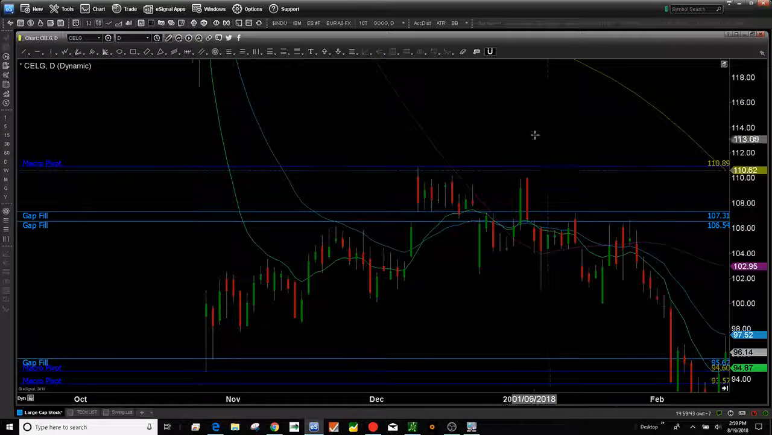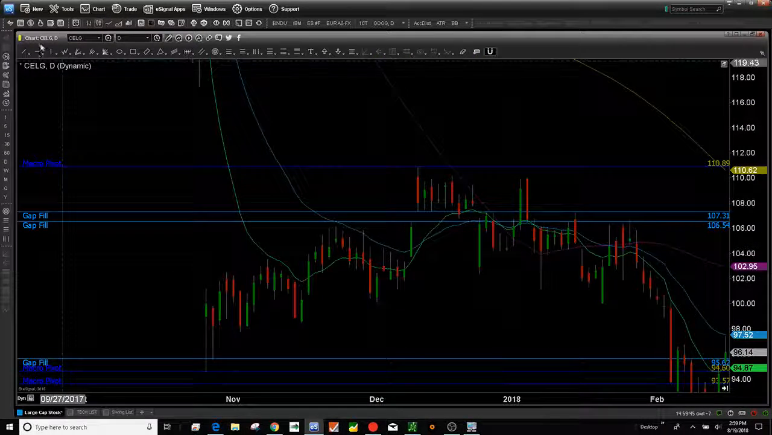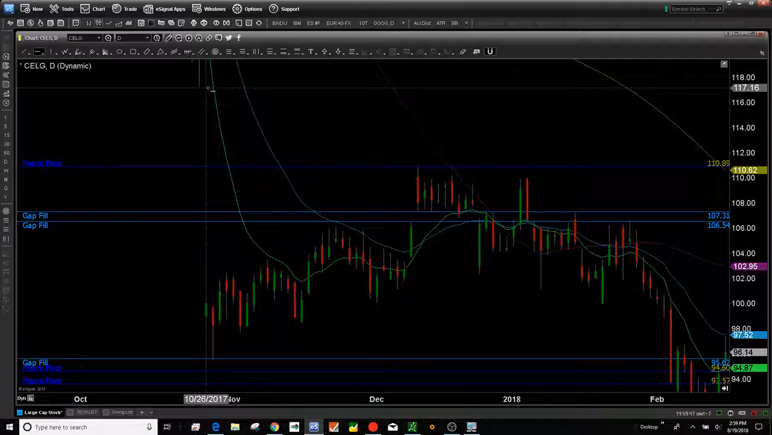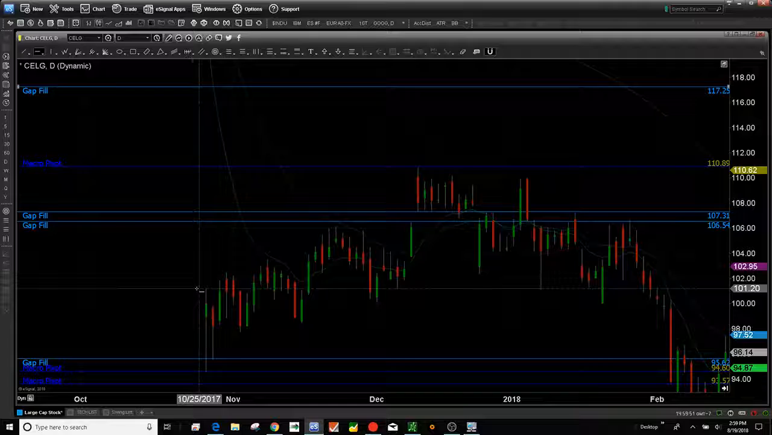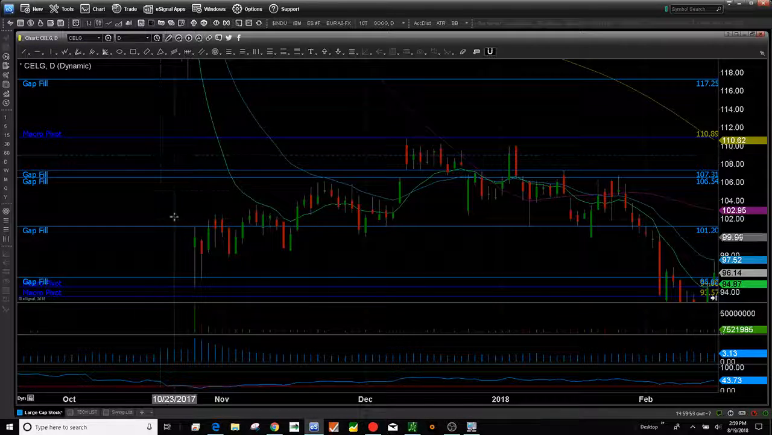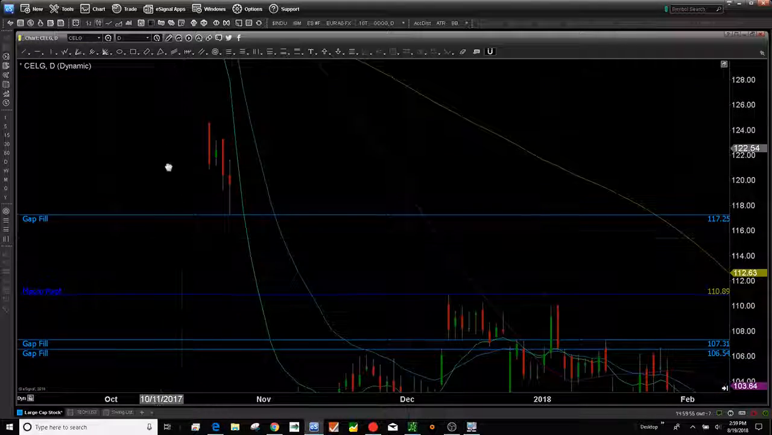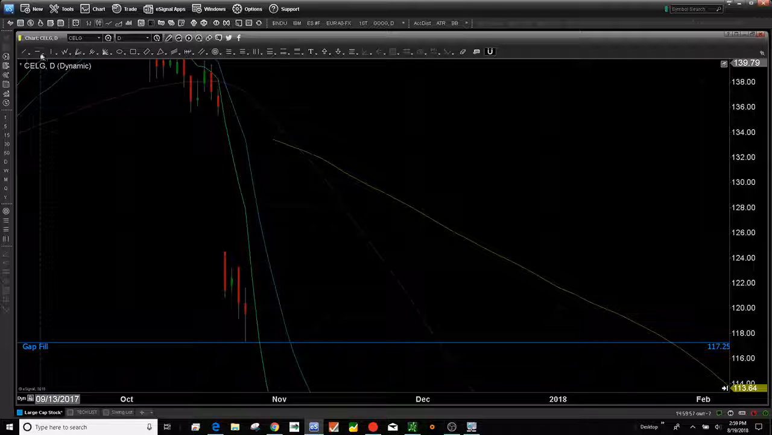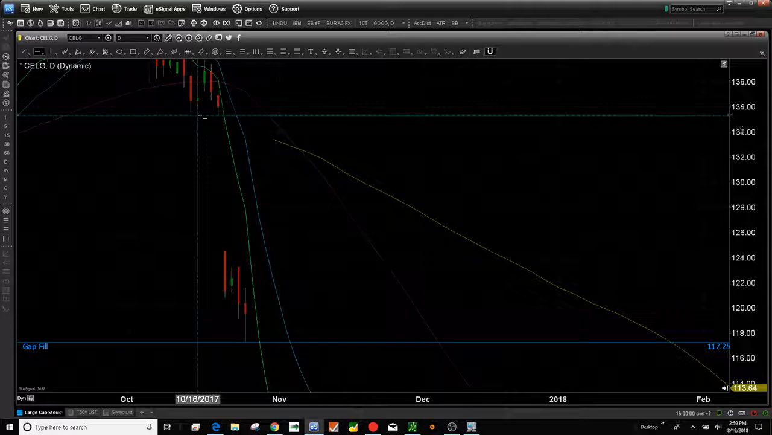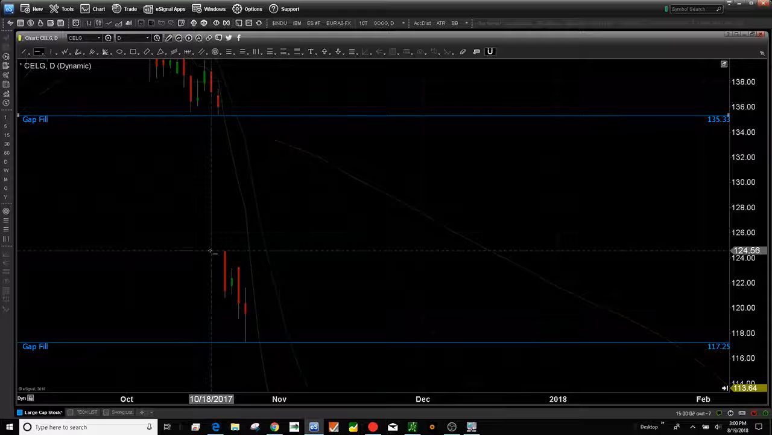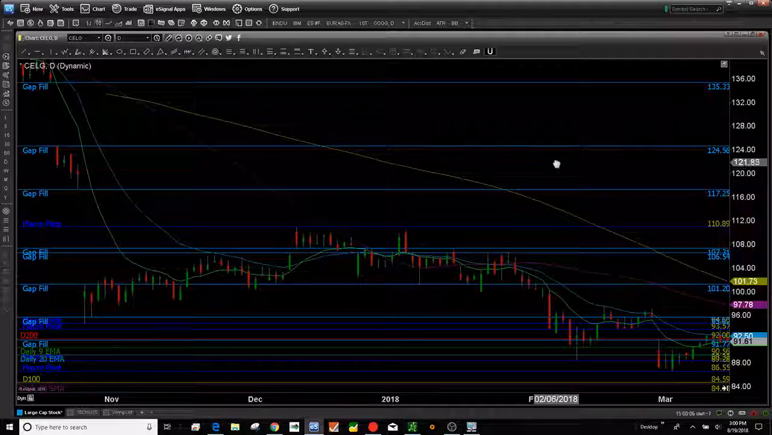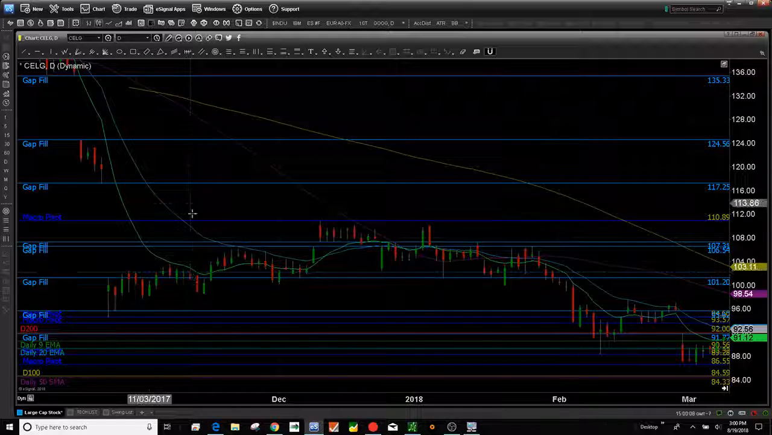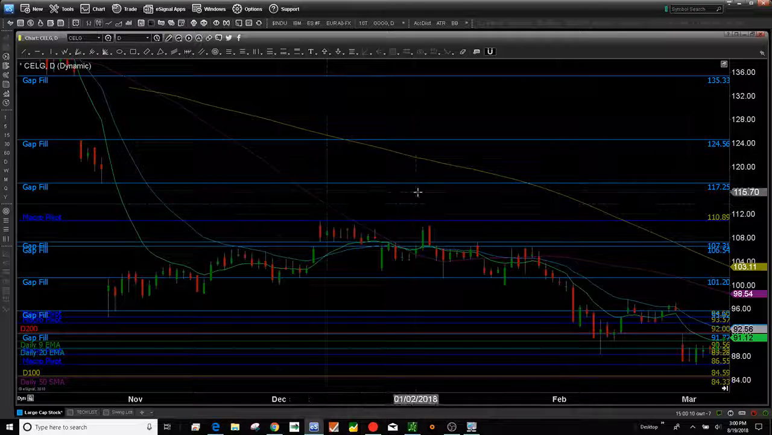So anyway, that's how I do it. And here's a major gap fill right here. Huge gap fill, one from there all the way down to here. And I think there's another one above here too. So these are later on in the future. These are huge windows of profit that Celgene will sort of flow through.